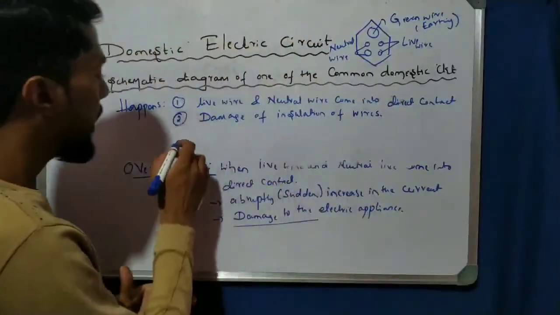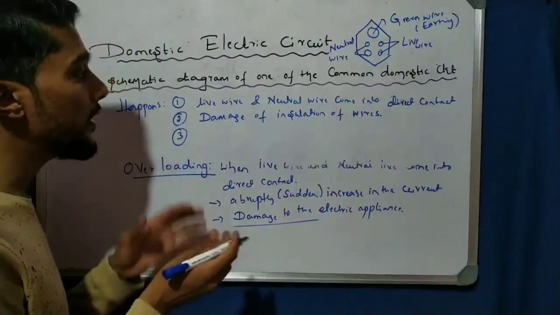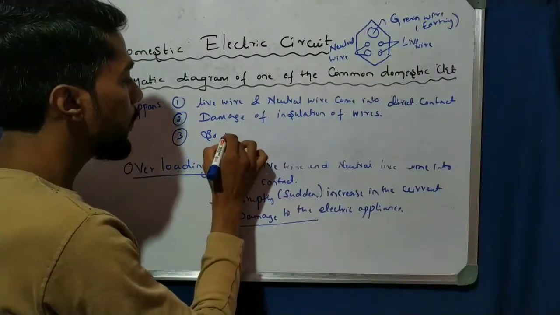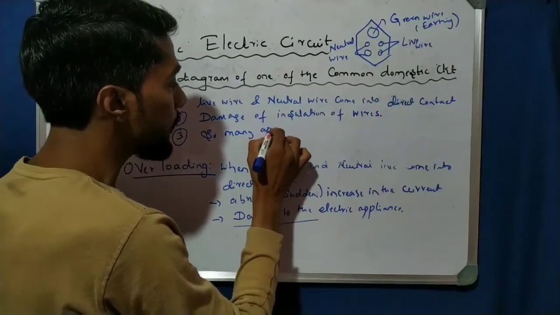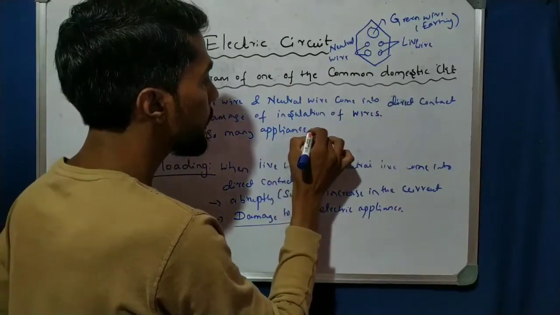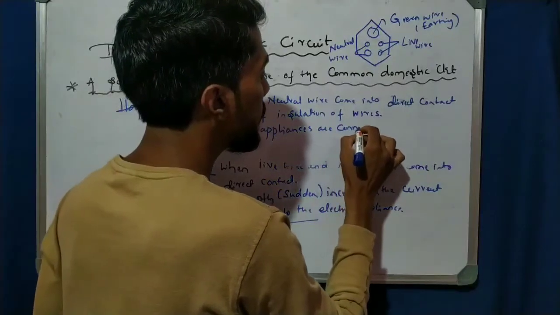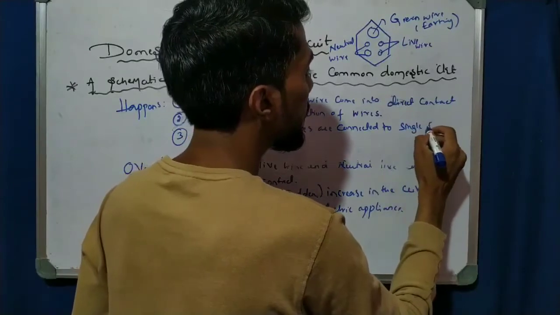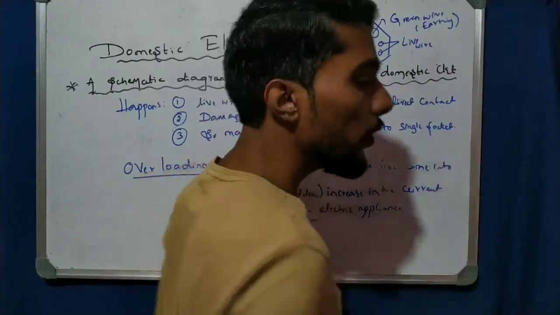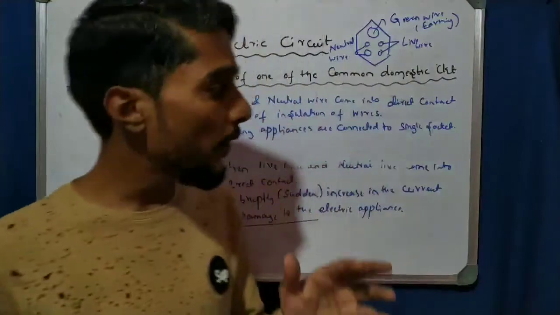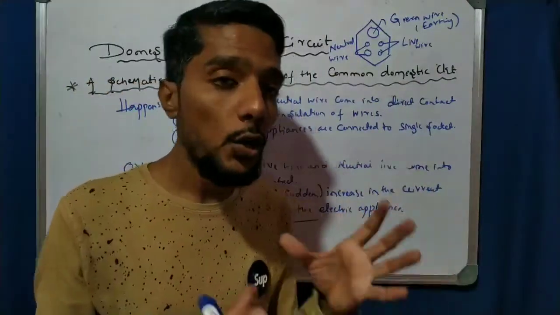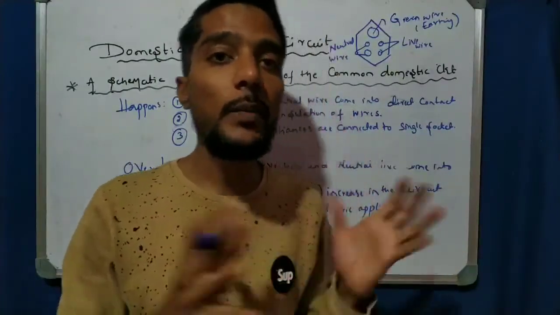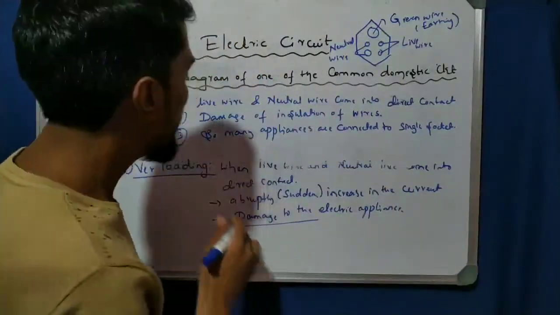Another reason behind overloading is that so many appliances are connected to a single socket. We know that a single socket can only take so many appliances. If you connect more appliances to the socket, there is more pressure on the socket and a sudden increase in the current. So that is why overloading may take place. That is another reason.